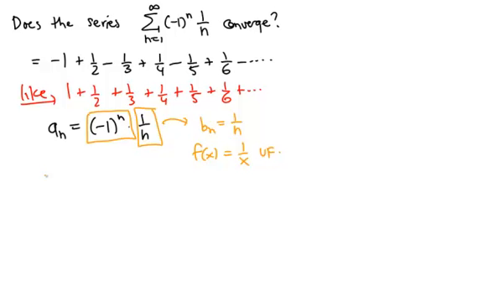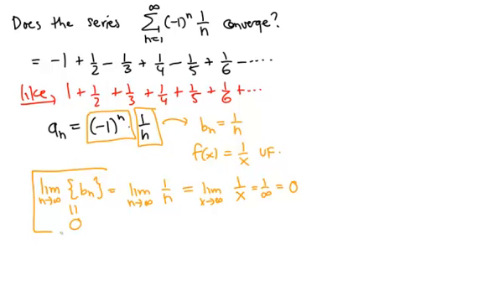So to use the alternator test, instead of working on the series, let's just take the limit as n goes to infinity of the non-oscillating part, b_n. That would be the limit as n goes to infinity of just the 1 over n portion. We switch over to our underlying function, the limit as x goes to infinity of 1 over x. That gets me 1 over infinity, and that gets me 0. So we've just shown that the terms converge to 0.